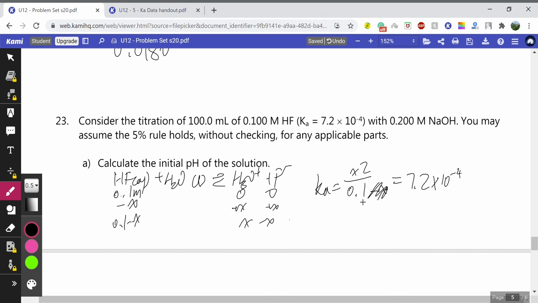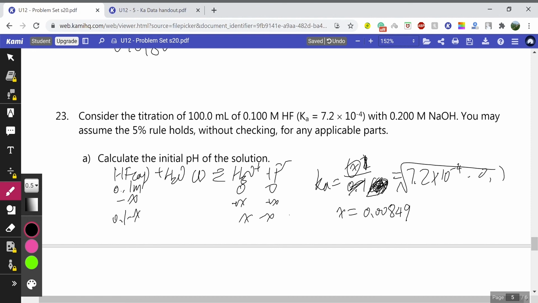The 5% rule is when you basically take out the minus x over there, and when you do that, you don't have to graph it anymore. You just multiply both sides by 0.1 and then take the square root, leaving you with x, and our x is 0.00849. Now, our x is the concentration of H3O plus, so the negative log of x will give us the pH. Negative log of that gives a pH of 2.071. That is our pH of 2.071.